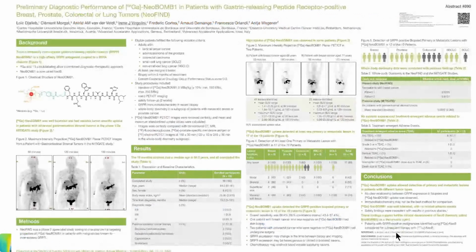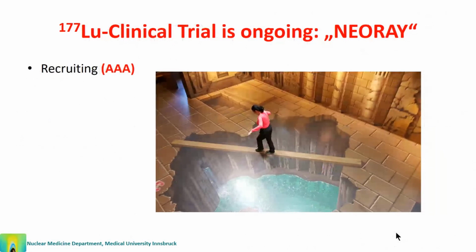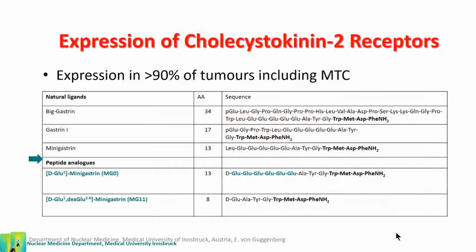The first abstract was presented at the SNMMI and also at ENETS, showing that patients, for instance with breast cancer, may take up the NeoBOMB significantly. In fact, these receptors are expressed on many tumors, such as also neuroendocrine carcinomas. But there is still a long way to go, and the clinical trial with lutetium, the so-called NeoRay trial, is currently recruiting. Now, a last word on the cholecystokinin receptor subtype 2, which is expressed on medullary thyroid cancer, a neuroendocrine tumor of the thyroid.